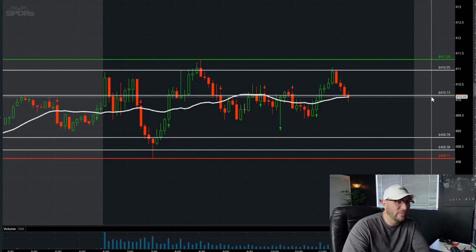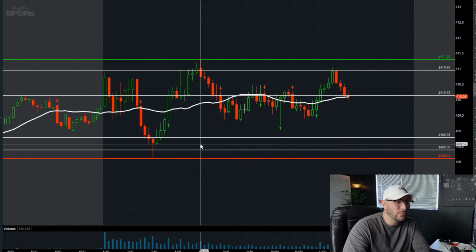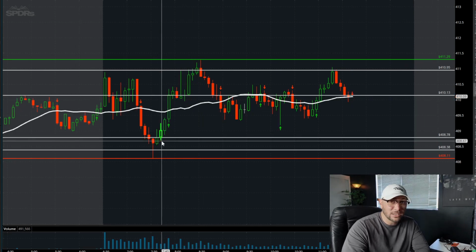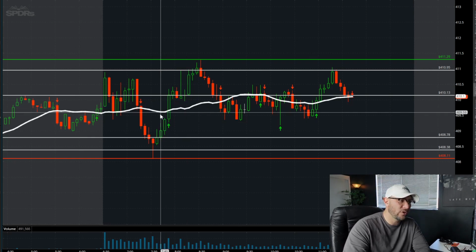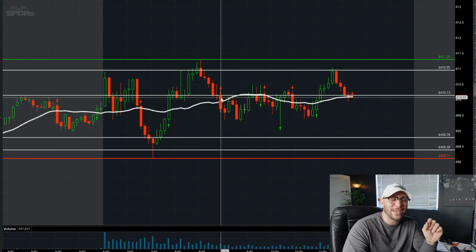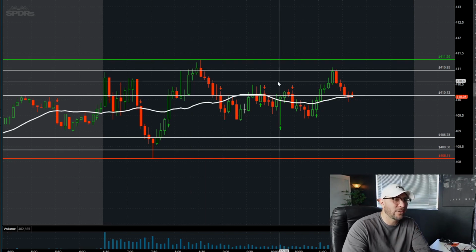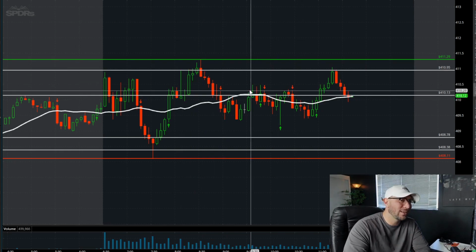Even if we would have gotten out at 410, it's only realistically about a $1.20 move. That's good enough for a scalper. That's good enough for a day trader. We got to think small. We got to think basis. We got to think consistency. Now, it does go all the way up to a price of around 411.29.